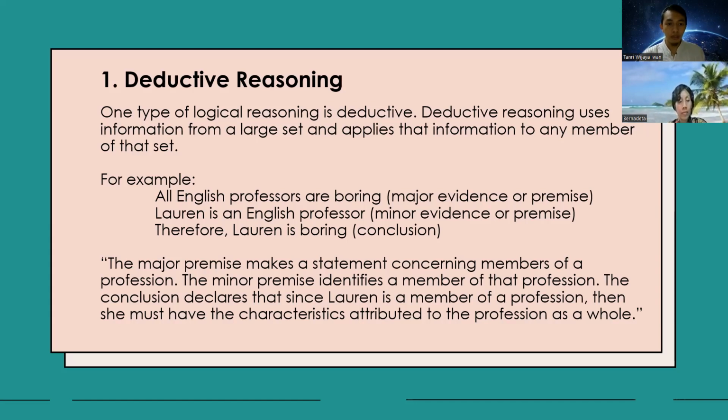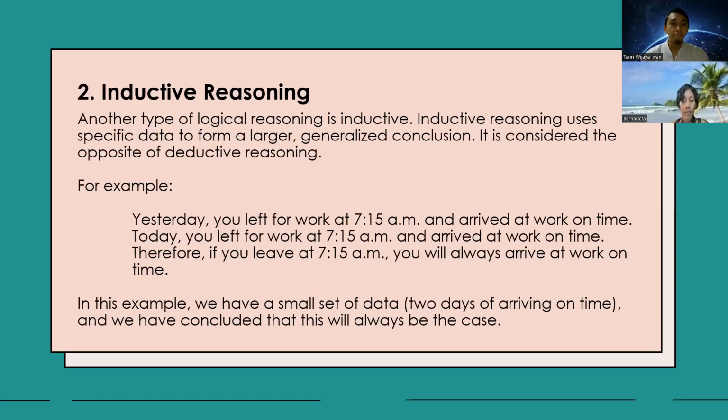So what is the conclusion? Therefore, Lauren is boring. The major premise makes a statement concerning members of a profession. The minor premise, which is Lauren, as the small scale of that, identifies a member of that profession. The conclusion declares that since Lauren is a member of a profession, then she must have the characteristics attributed to the profession as a whole. Okay, for the next, inductive reasoning, will be explained by Ms. Bernadetta, please.